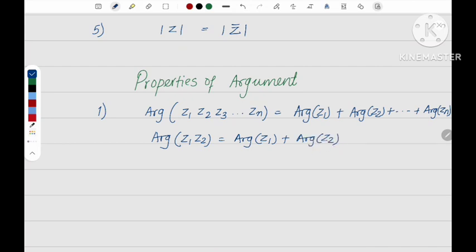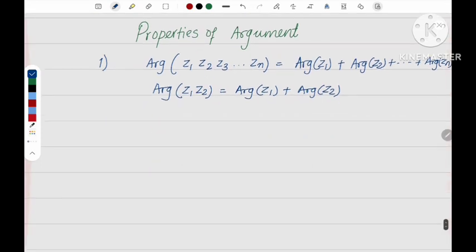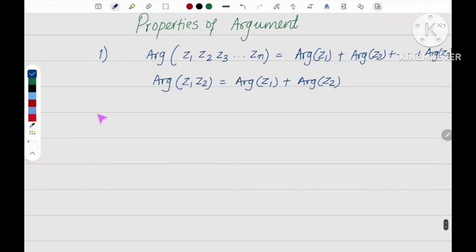I will not take the proof of this, I will just state this here. You can refer to any standard textbook of 11th or 12th standard, and you will find the proof of this. This is a very simple property.